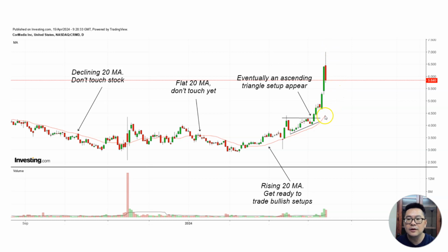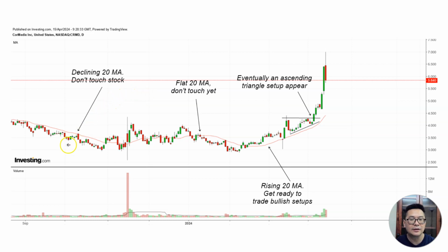And when it goes too far away from the 20 MA, what do you do? For traders who bought this breakout, you should have been taking profits here, at least half, or maybe raise your stop loss to break even. So I hope that this short lesson has given you a lot about how to use the 20 MA.